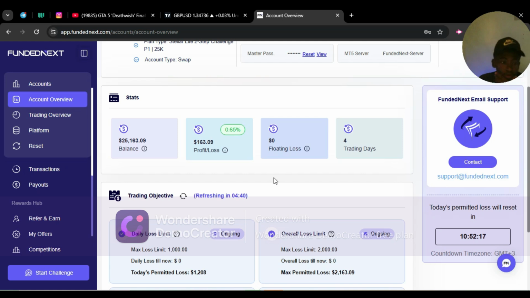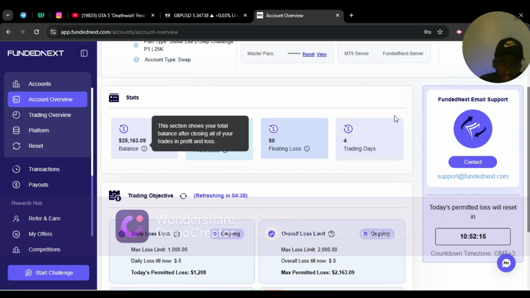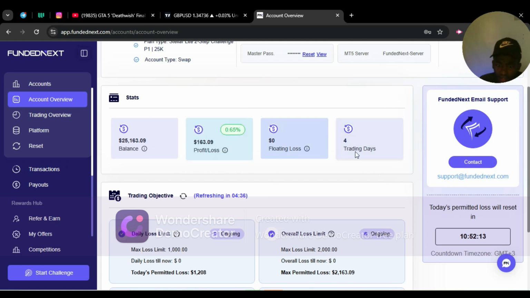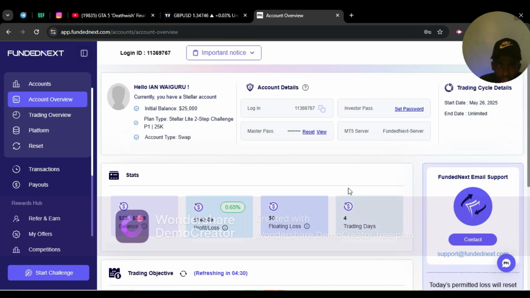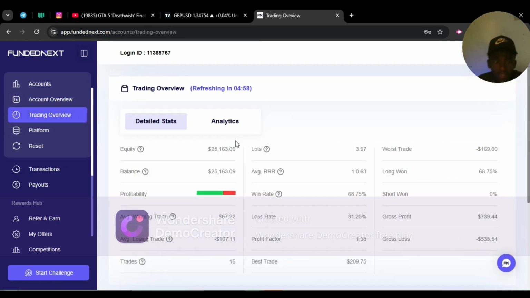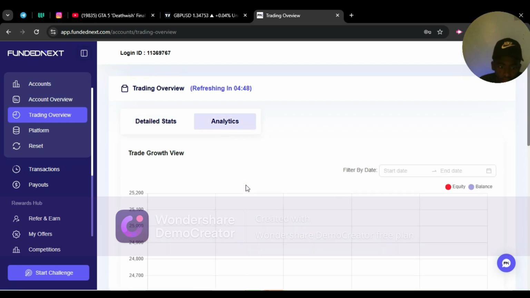So at least now we are way past the account balance when it was starting. We made over 163, and this is day four of trading this account. So yeah guys, we're still pushing, and so far so good, honestly. And as you can see, my win rate is over 68.75%. So let me show you how the account started.